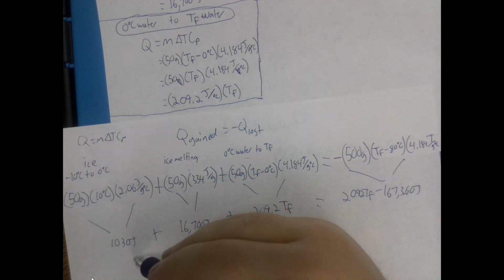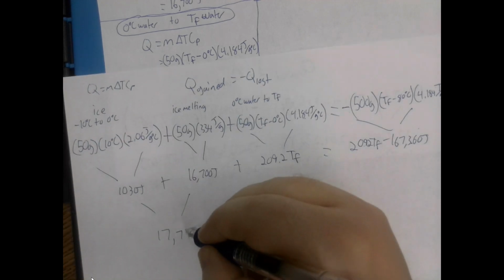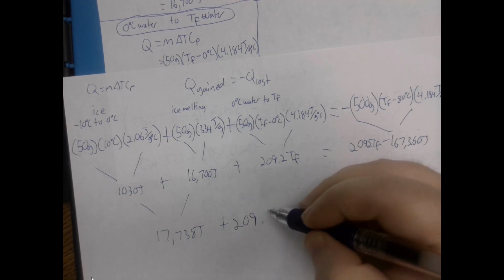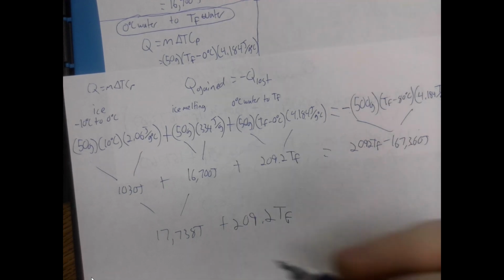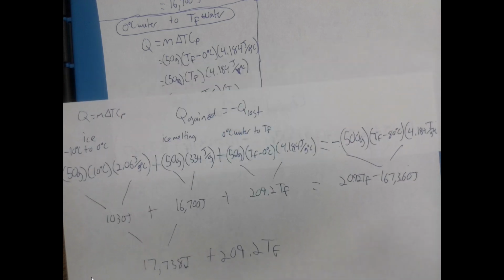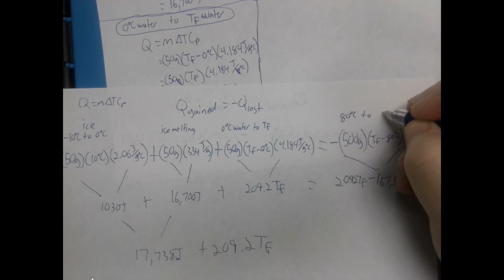And you can continue furthering, simplifying this down. And this would be 17,738 joules. And solve for it using algebra. Would say this is also 80 degrees Celsius. TF.